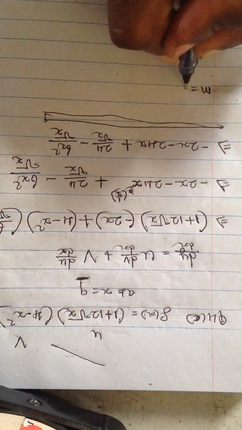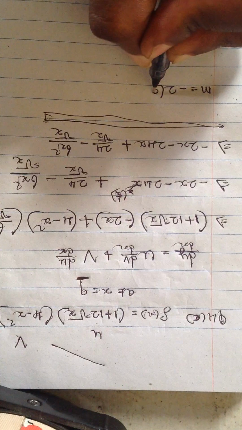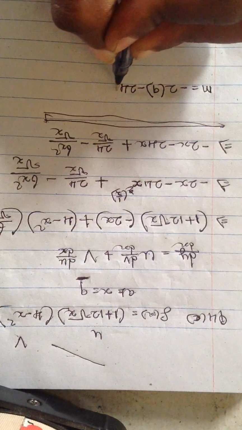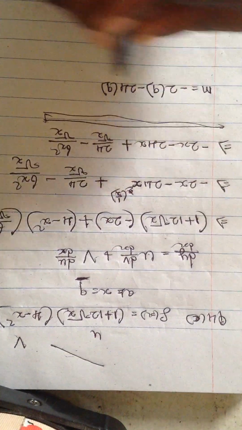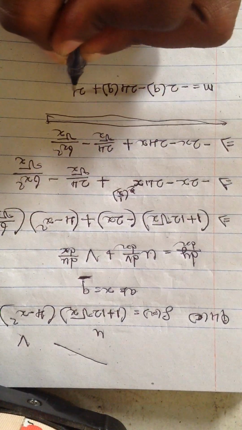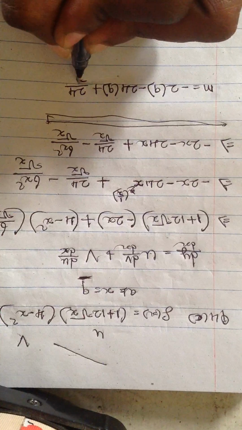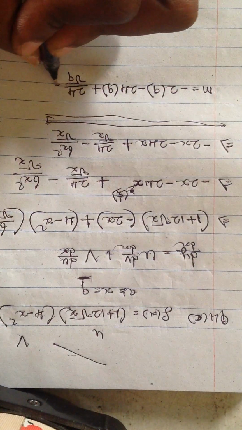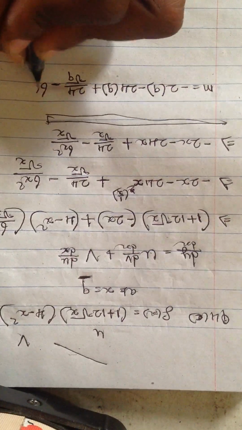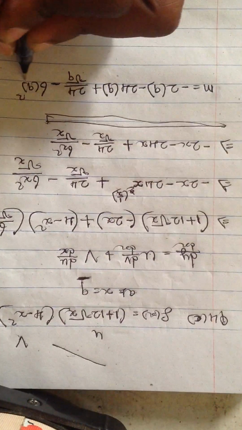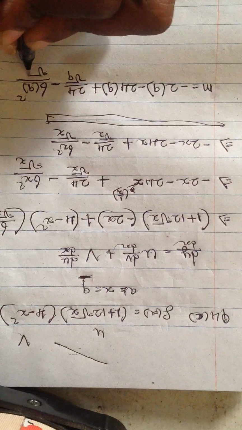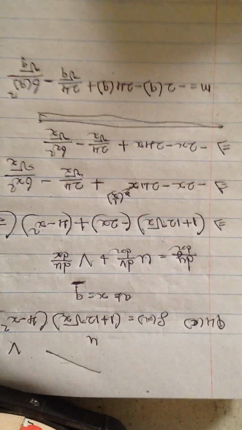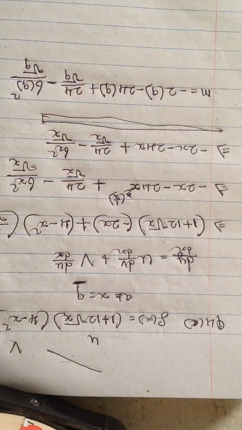Equals to, so it will be negative 2, where there is x we put 9, we close. Minus 24, where there is x we put what? 9, we close. Plus 24 over the square root of 9, minus 6 open bracket 9, you square it over the square root of 9. Have you seen that now it has become easy and simple to do the calculations.